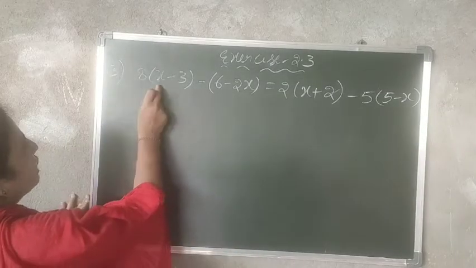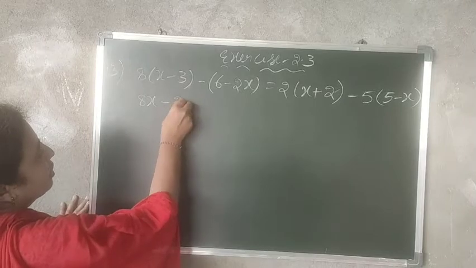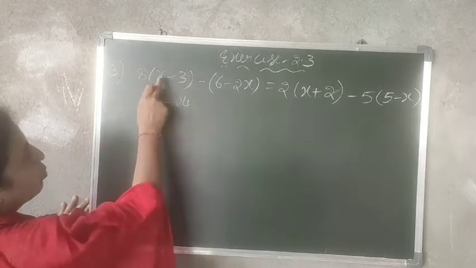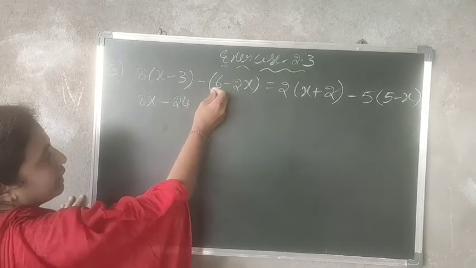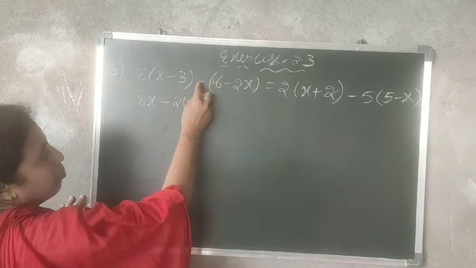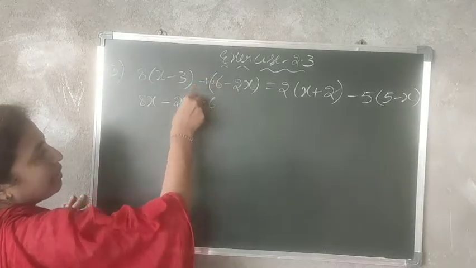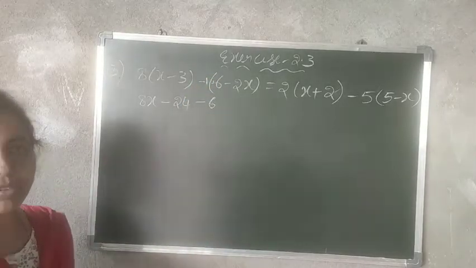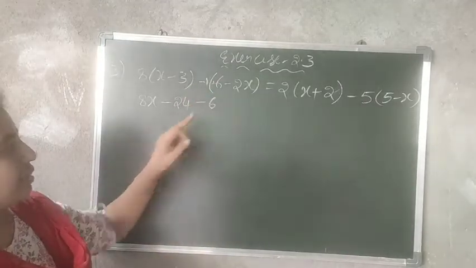Now see, 8 into x, 8x. Minus 8 3s are 24. Here plus into minus, minus, so 8 3s are 24. Now here minus, here no sign is there, so plus. Minus into plus, minus 6. Here no number is there means we will consider it as 1. If no number is given, we will consider it as 1. So 1 6 are 6.